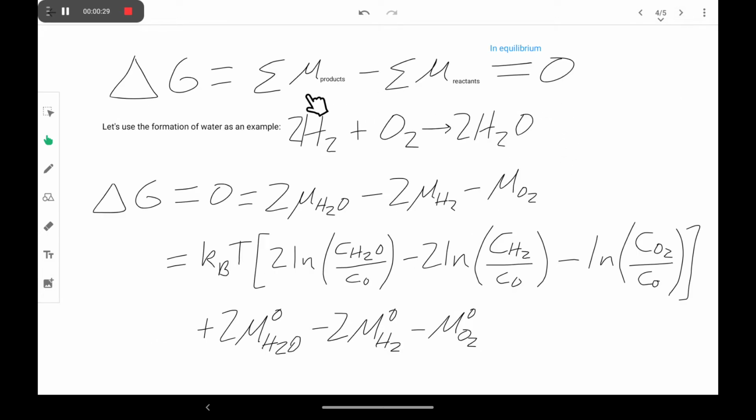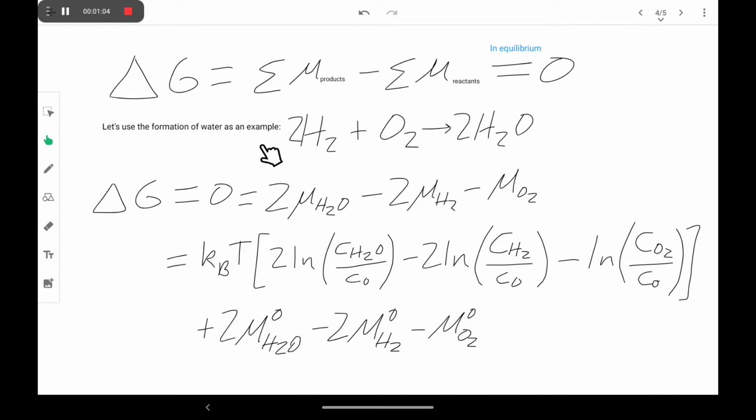We can generalize our previous statement to say that delta G is equal to the sum of all the chemical potentials of the products minus the sum of all the chemical potentials of the reactants. And in equilibrium, that should be equal to 0, because nothing's changing. Our free energy doesn't change. If it's not in equilibrium, then delta G should get smaller in spontaneous interactions.